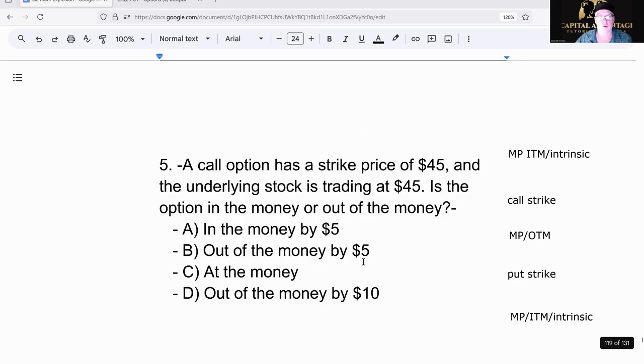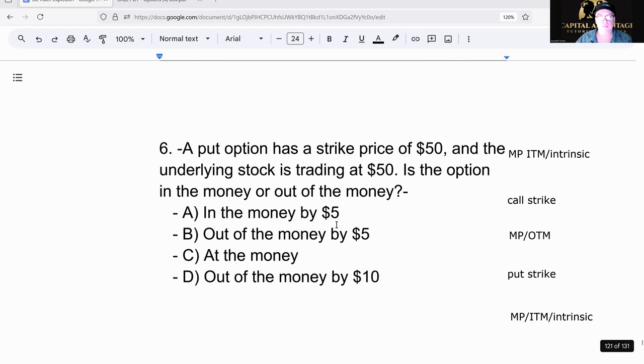Call option is a strike of 45 and the underlying stock is trading at 45. So what is that? That's right at the strike price. That's called at the money. Same thing. Strike price is 50. Stock has a strike price of 50. It's trading at 50. It's right at it. It's at the money. There it is.